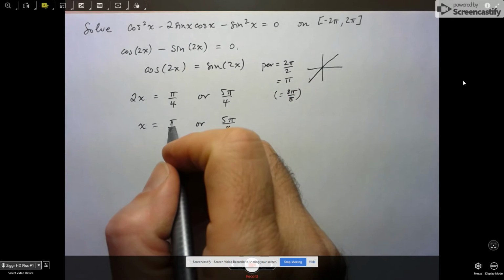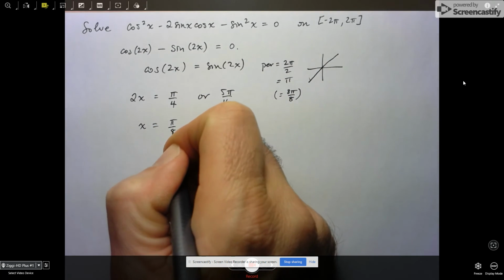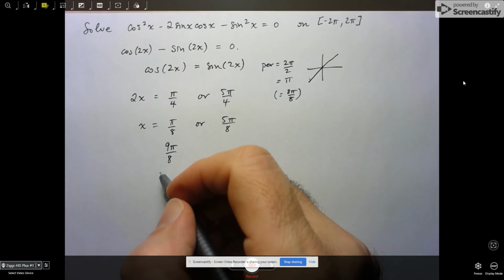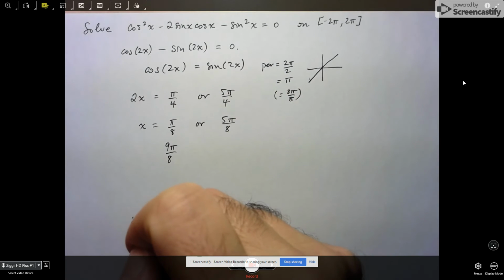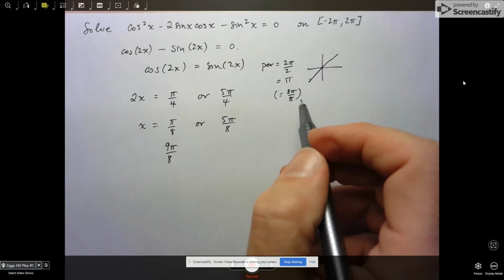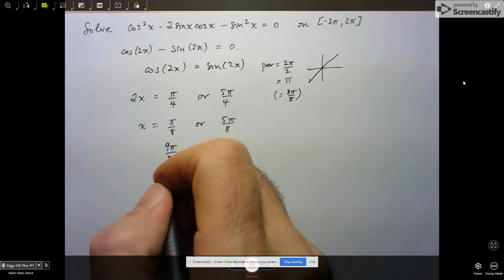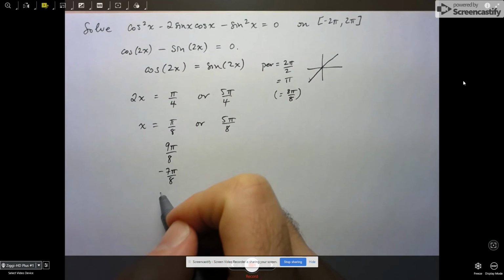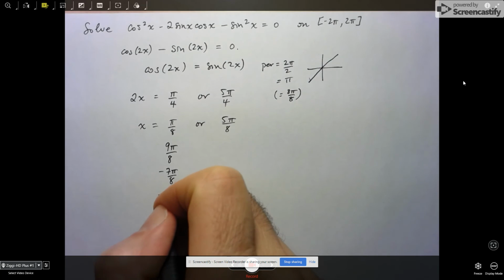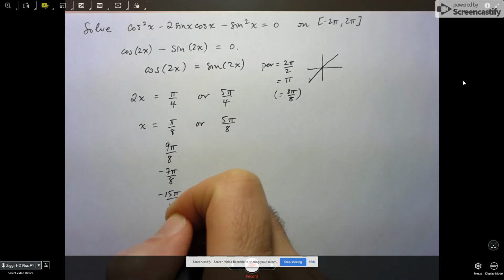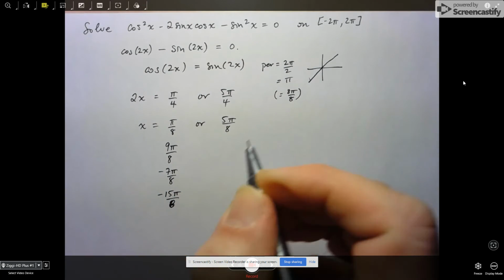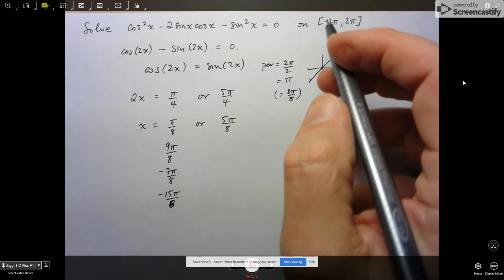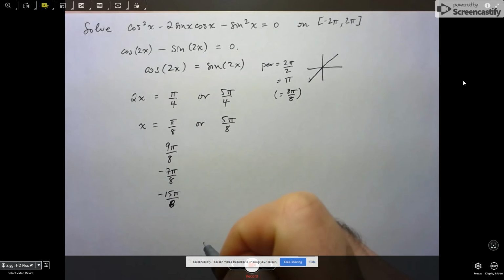So here, if I add 8 pi over 8, I get 9 pi over 8. That's perfectly fine. But if I add another 8, I get 17 pi over 8. That's too big. So now let's start subtracting 8 pi over 8. Pi over 8 minus 8 pi over 8 is negative 7 pi over 8. If I subtract another 8, that gives me negative 15 pi over 8. That is still good, because negative 2 pi is negative 16 pi over 8. But I can't go any further, or otherwise I'll be below.